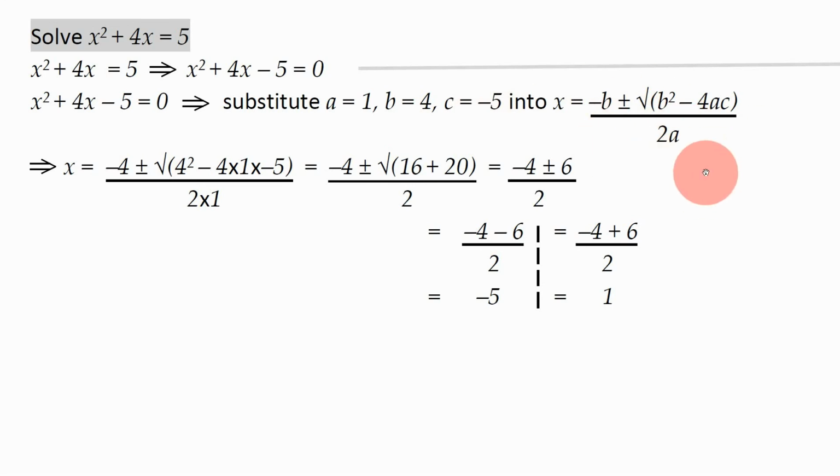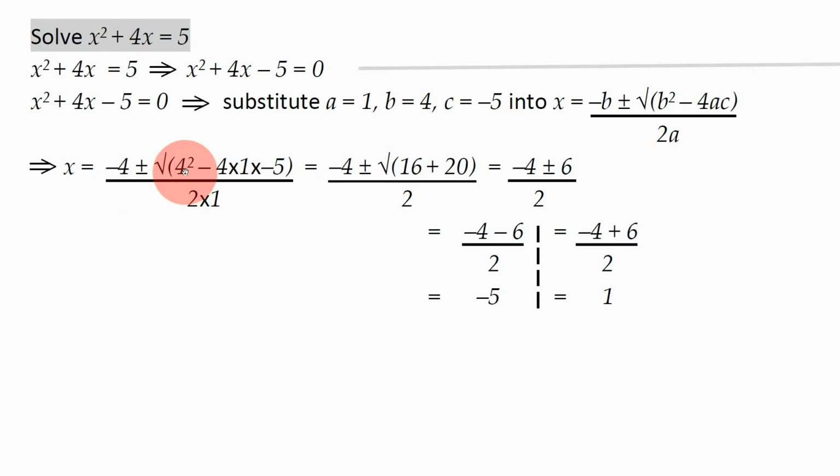So instead of minus b, instead of b, I'm going to have 4. So this bit becomes minus 4, like it says over there, because you've got minus b, not just b. Instead of b squared, you're going to have 4 squared. Instead of 4ac, which means 4 times a times c, you're going to have 4 times 1 times minus 5, because a is 1 and c is minus 5. And instead of 2a, you're going to have 2 times 1, because a is 1, like it says there. And then you've got to simplify and simplify until you get to the answer. So that's what we're going to do next.